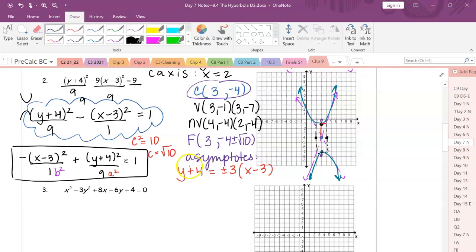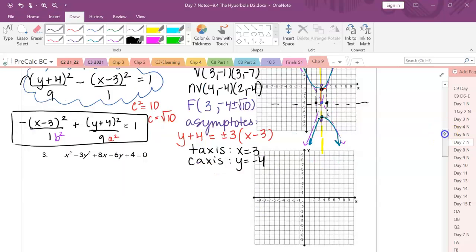And then t-axis, this is the one that goes through the hyperbola. Again, you don't have to draw this, but this time the one that goes through the hyperbola is the vertical one. So that's going to be x equals 3. And the c-axis is going to go the other way through the center. Again, you do not need to draw this. That's going to be y equals -4. All right, and there's all your information.